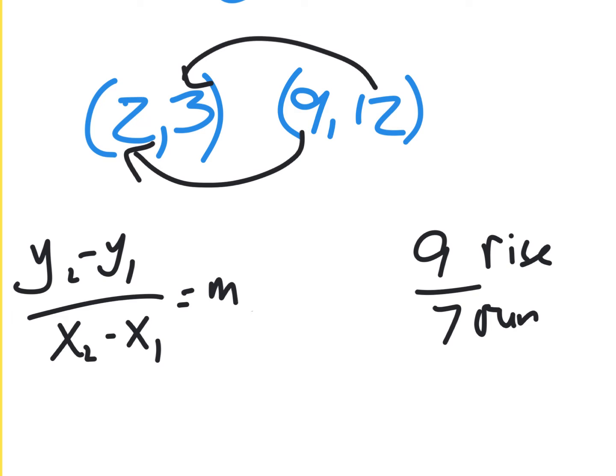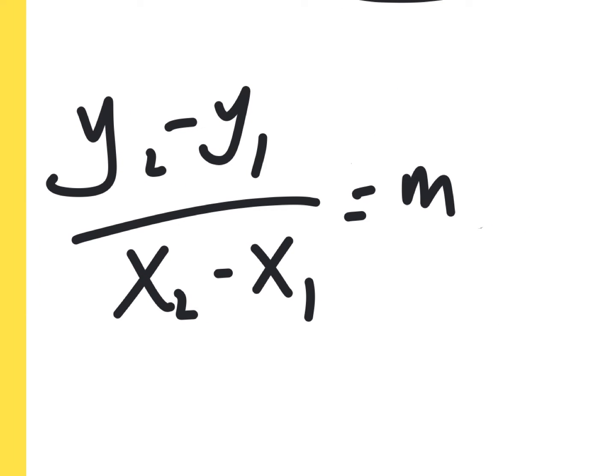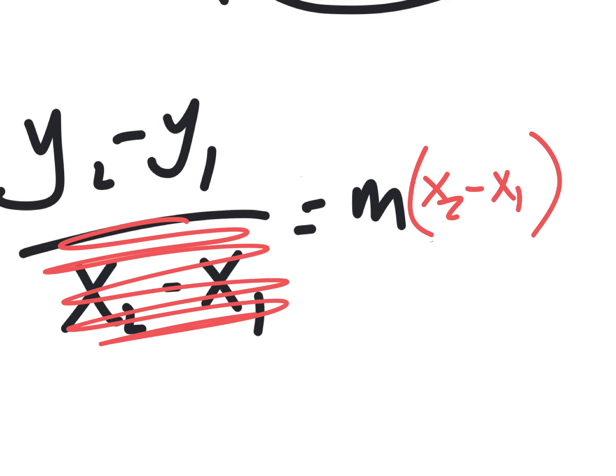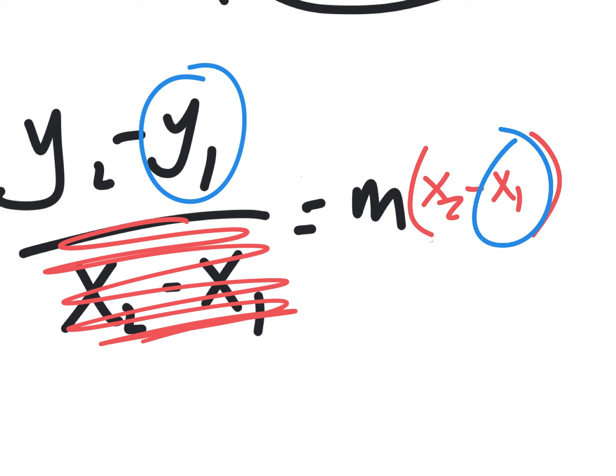But wait, Mr. Server, you always said to clear fractions. Okay, watch me clear the fraction on this. I want to multiply both sides by x sub 2 minus x sub 1. And look at that. Does that look familiar? Point slope. If you didn't know that's where it came from, it's just the slope formula, but rearranged when you clear the fractions. Okay, so here's the x and the y have a point, and there's the slope.